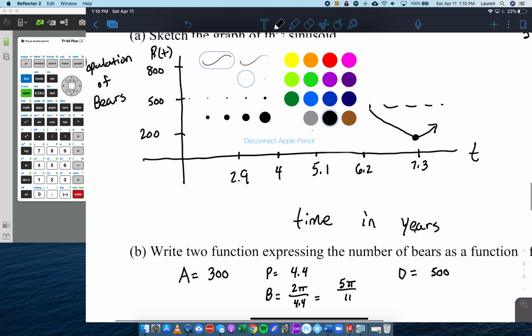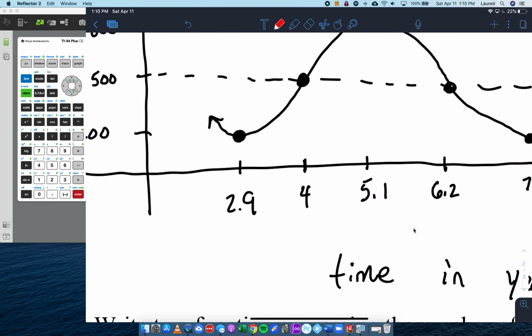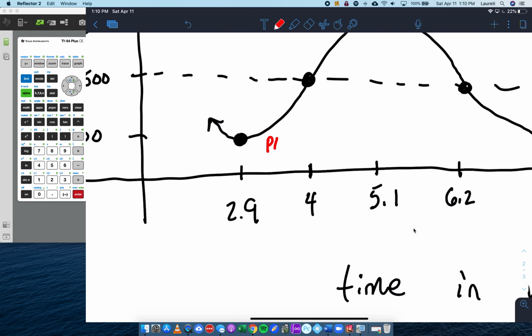So for this first point, we're going to say P of t is going to be 300 cosine. Now it's going to be negative 300, because we're starting at a low point. Negative 300 cosine of 5 pi over 11 times t minus 2.9, plus 500.